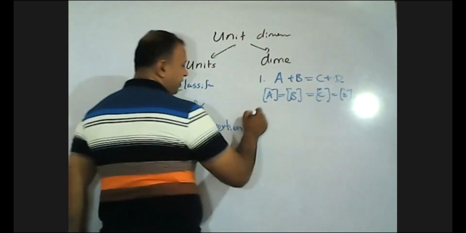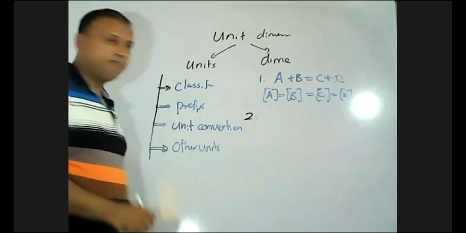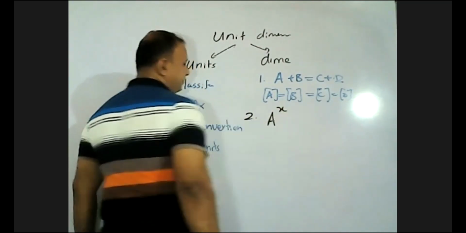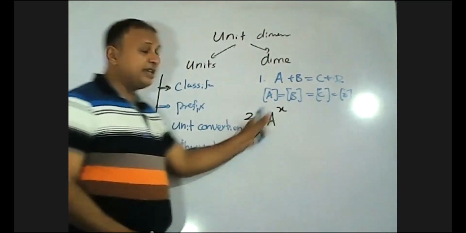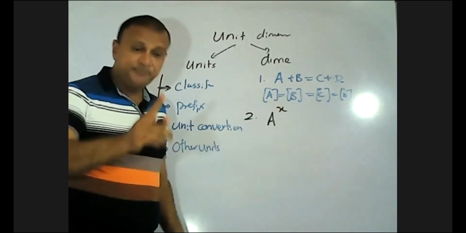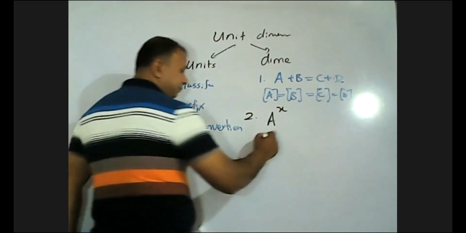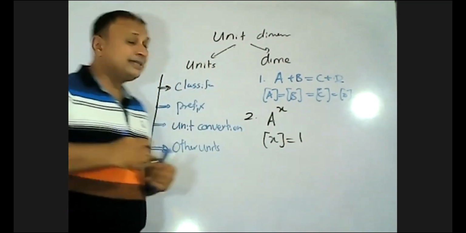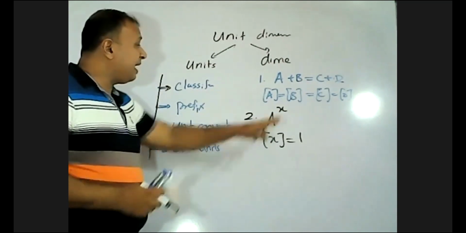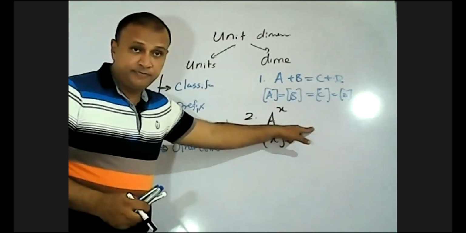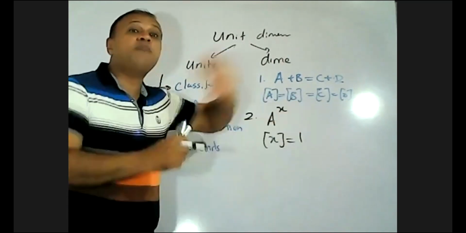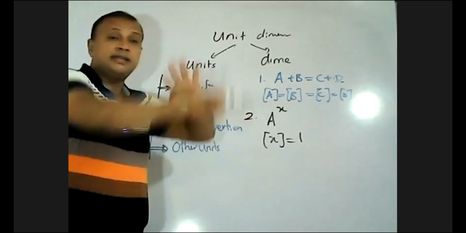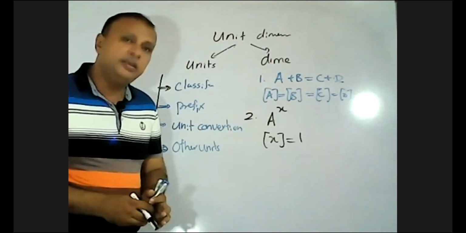Then we have discussed power. A to the power x, or something. If there is a power, the power should be a number. Then the dimension of x should be equal to 1, which means x doesn't have any dimension. If there is an expression as a power, the total expression doesn't have a dimension.